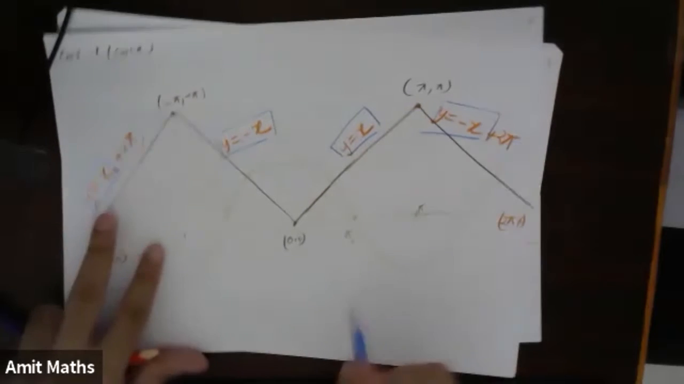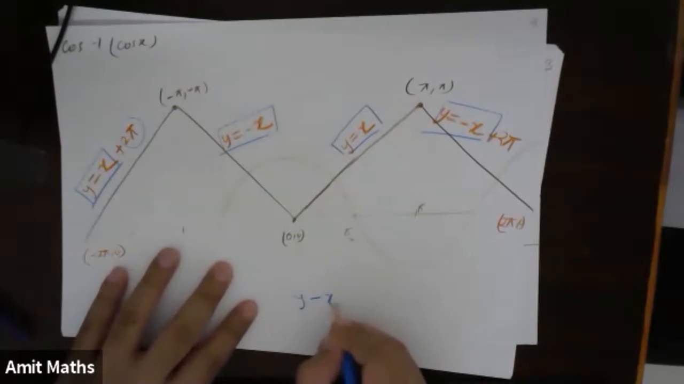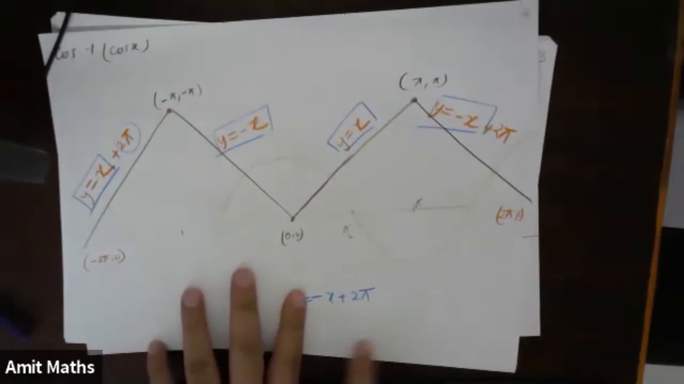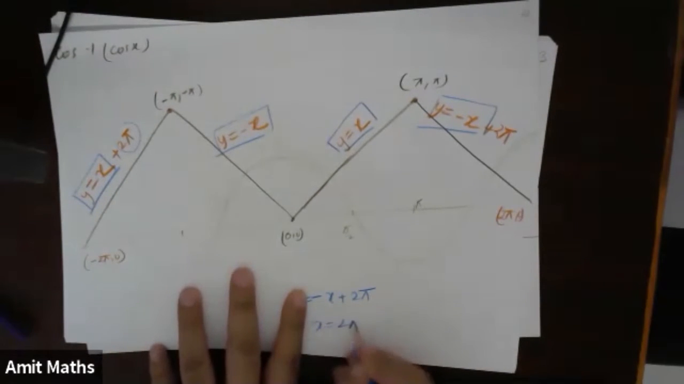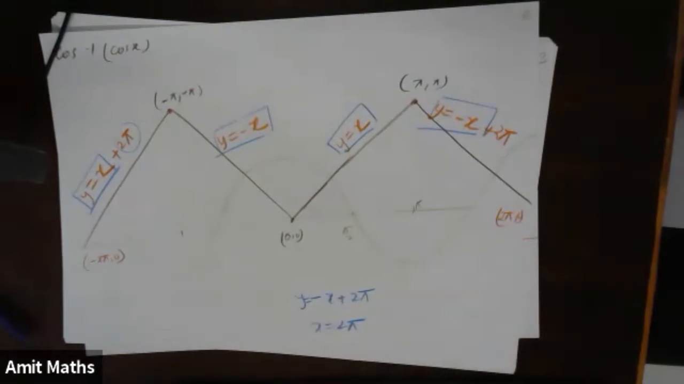See, in this case, y is equal to minus x plus 2 pi. If I substitute y equals 0, what will I get? x is equal to 2 pi. 2 pi should be the intercept. We are getting 2 pi also. Understood?